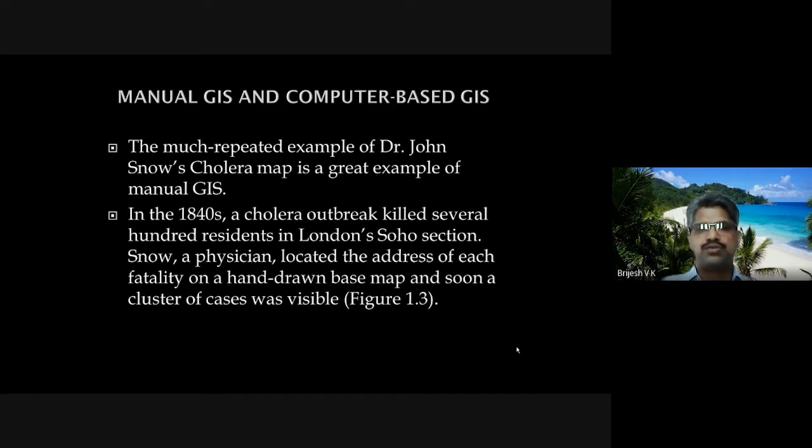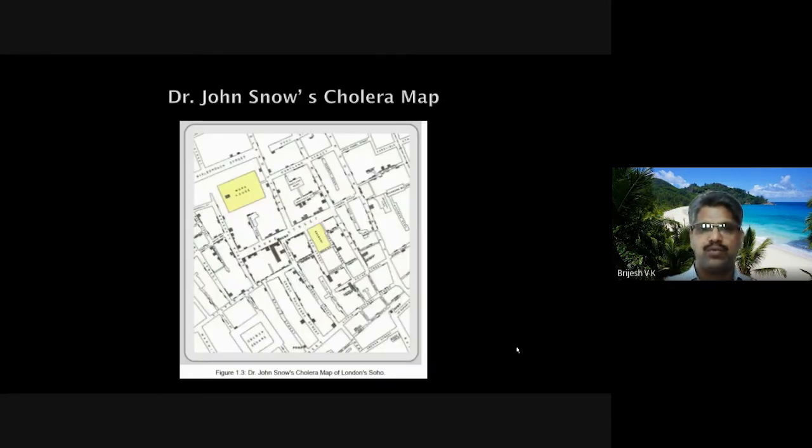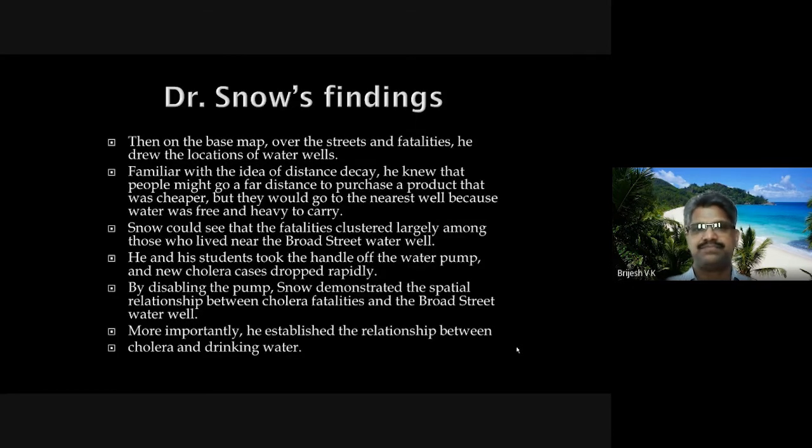Dr. John Snow was a physician, and he located the address of each fatality. He collected the addresses of all the poor people who died of cholera. At the same time, he could identify that these addresses were clustering in a particular area. He collected all the addresses and started plotting them on the base map of London. This was Dr. John Snow's cholera map. And then what were his findings?